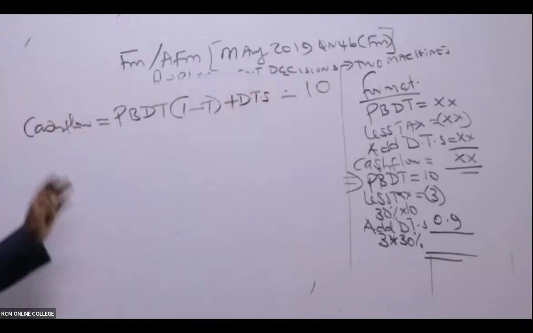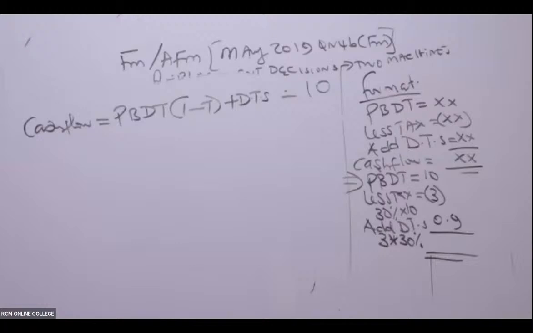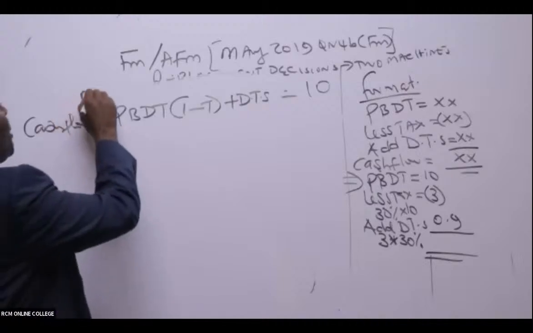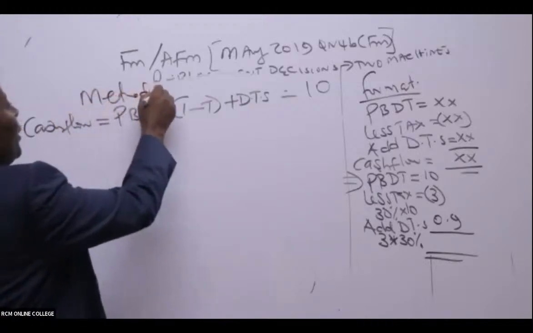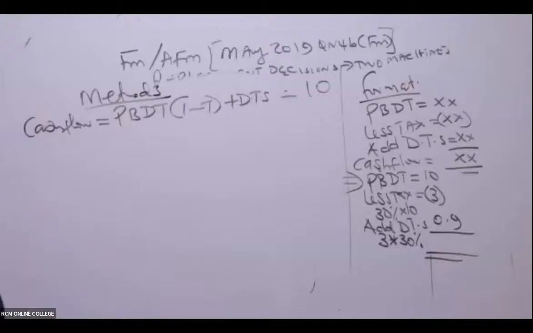A good ninja will do it directly like this. You take profit before depreciation and tax, you less taxation, and then you add depreciation tax shield. So in this question now, this is method number 3. So do we have this PBDT?